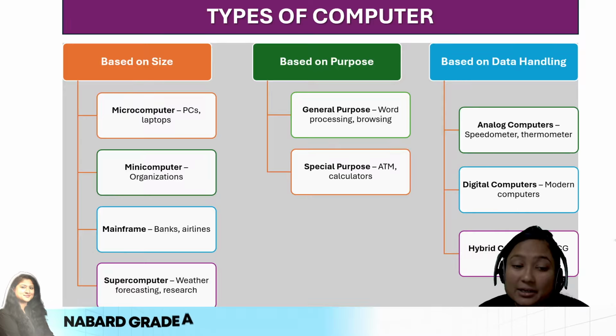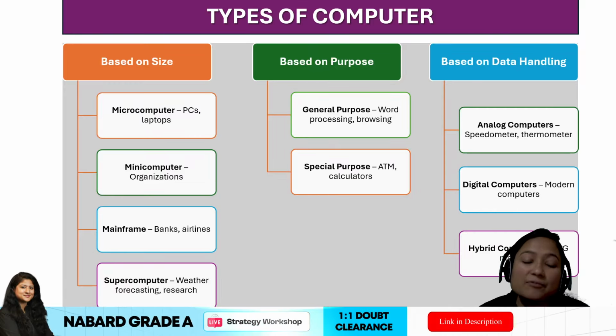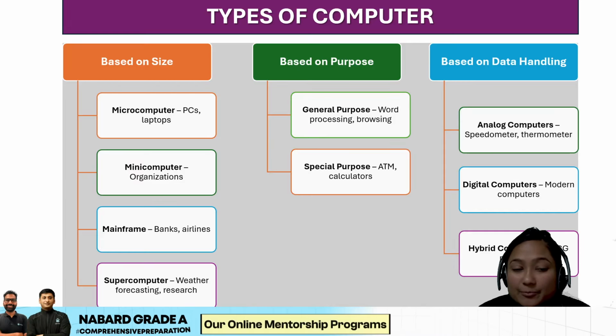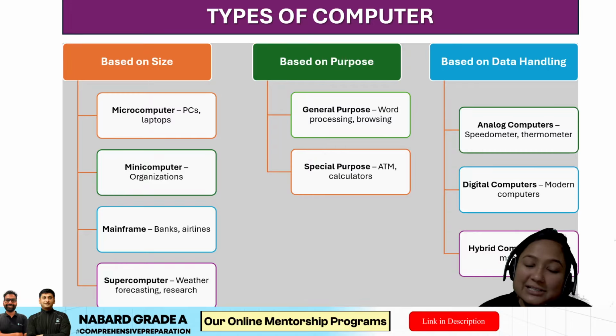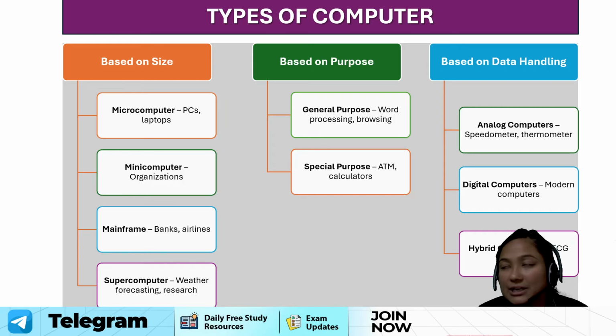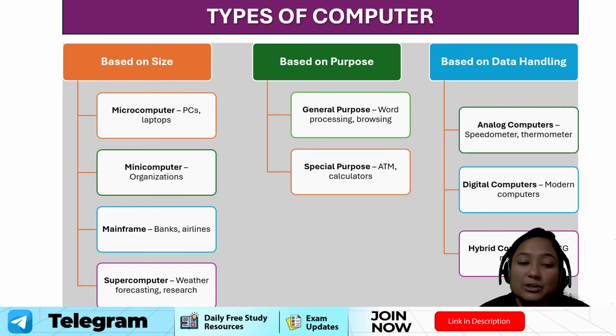For complexity, we have the most expensive, the fastest computers, and these computers are also the most powerful. So these computers are supercomputers. They are used for weather forecasting, they are used for research, and these computers are the best.